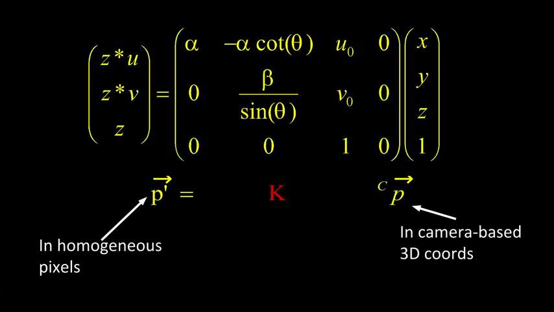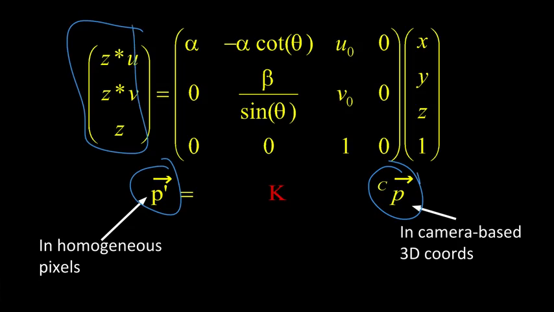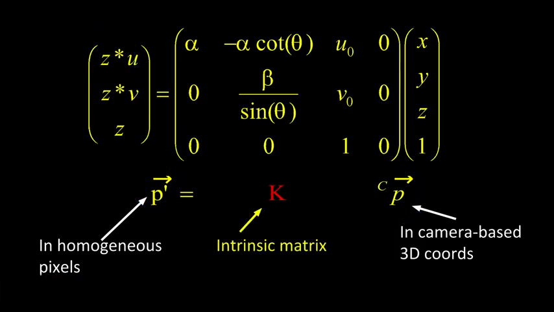We have a three-dimensional point in the camera frame. So remember, we've gone from some arbitrary world frame to the three-dimensional frame of the camera, and we go from that to the homogeneous pixel representation in the image. The matrix that takes them from the camera to the image, that's the intrinsic matrix. So that matrix represents the intrinsic parameters.